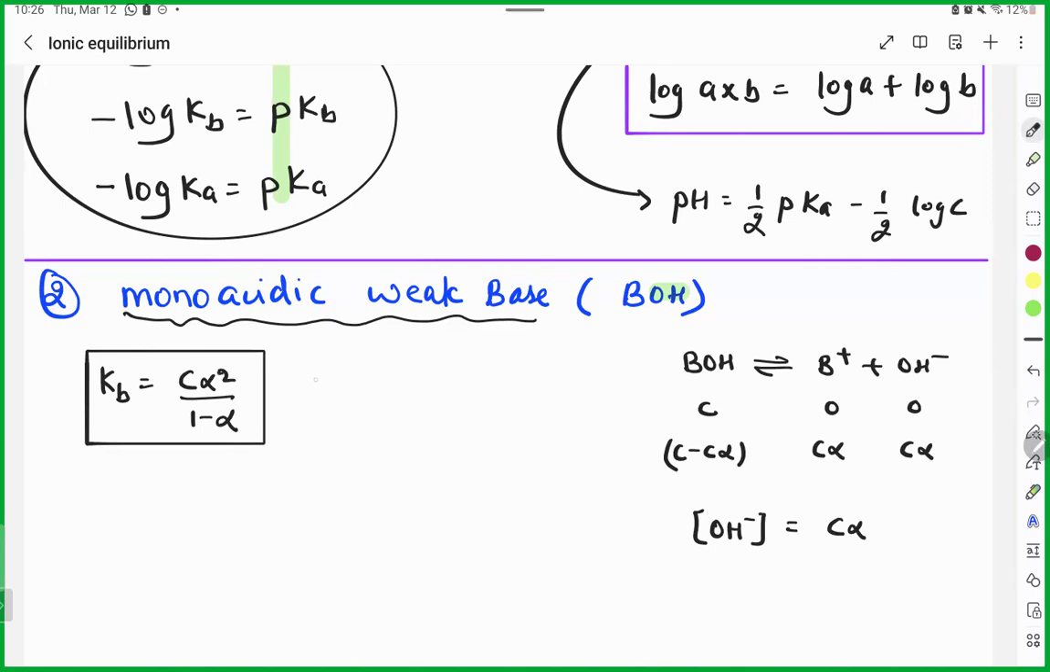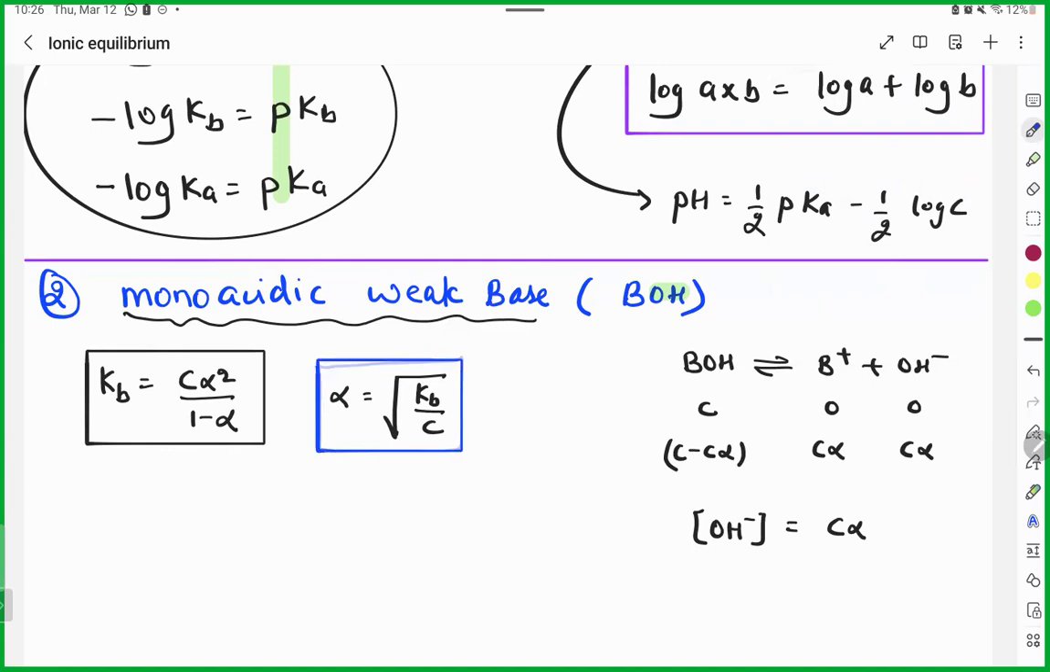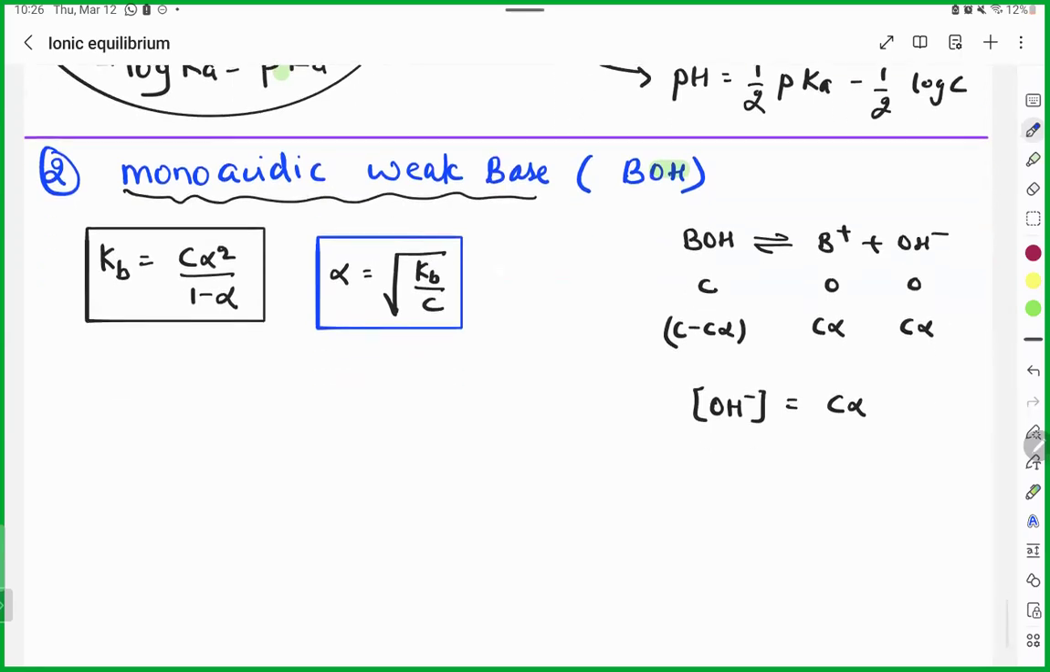Next, if you see this, you got Kb, your alpha value will be equal to under root Kb by C. In case of acid, it was Ka. In case of base, it is Kb. Everything is exactly same as what you did in case of acid. Okay? So, if you write here in C, instead of alpha you will write Kb divided by C.